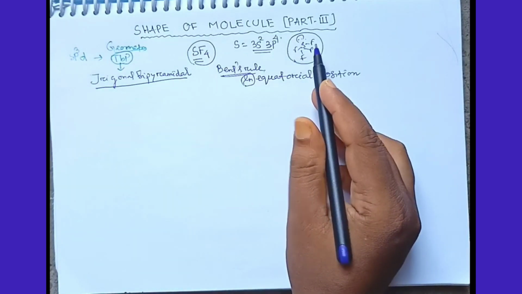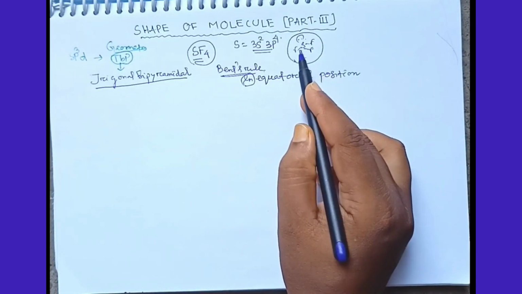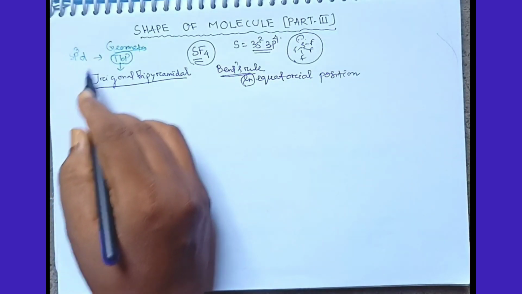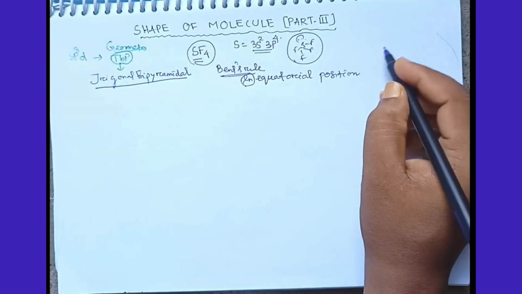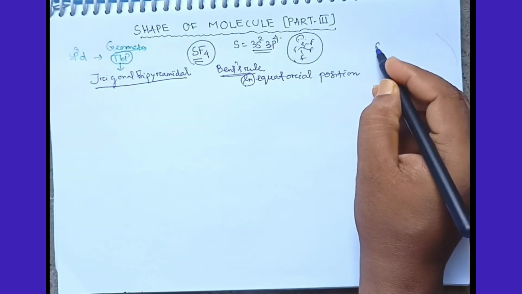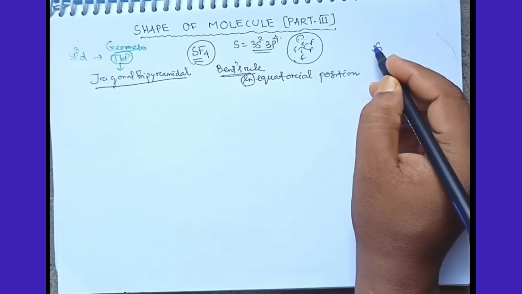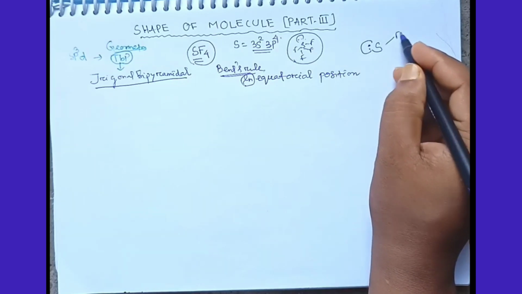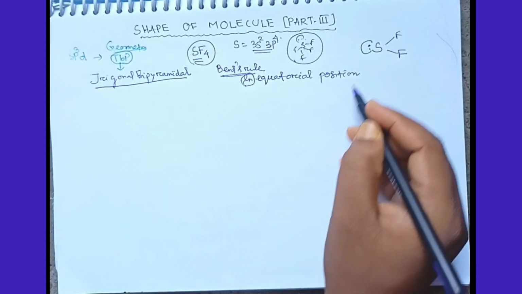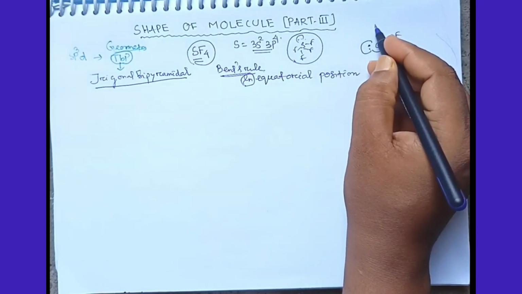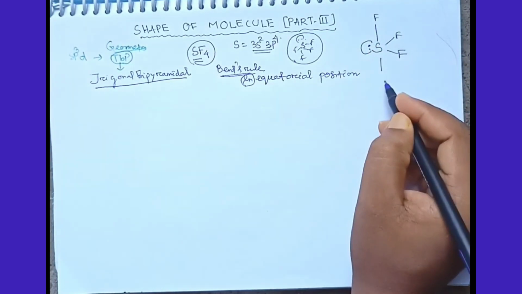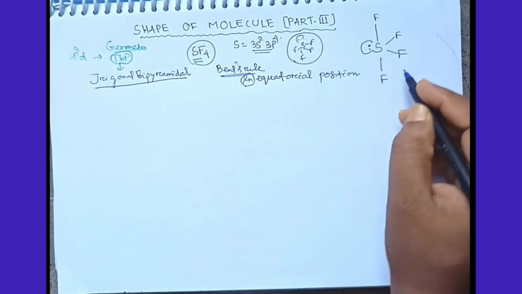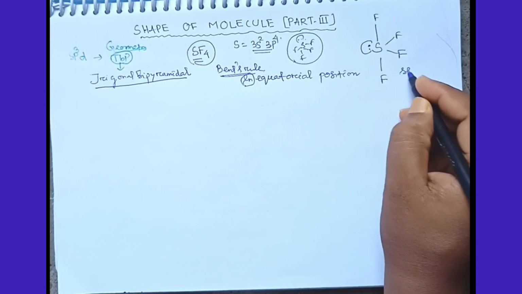So here we have to arrange 4 bond pairs and 1 lone pair. In an effort to make the trigonal bipyramidal geometry, we will place sulfur here and the lone pair here, and 1 fluorine here and 1 fluorine here, and the remaining 2 fluorines I will put in the axial positions. Now you see, the shape of the molecule will be seesaw.